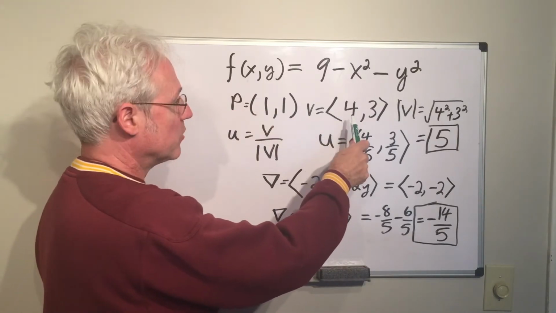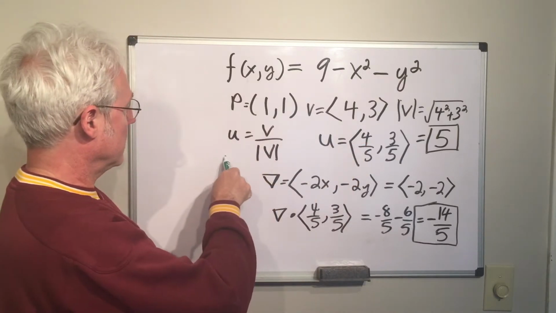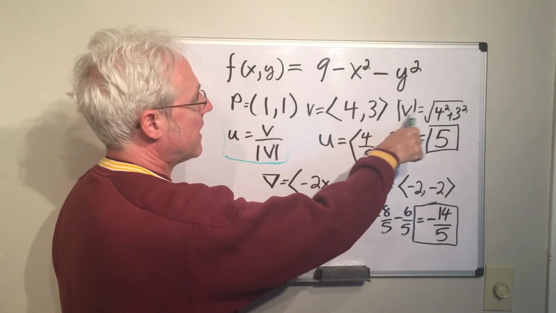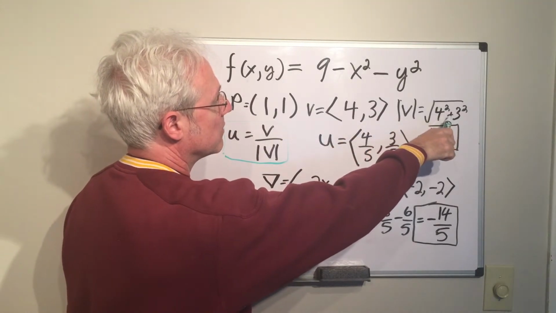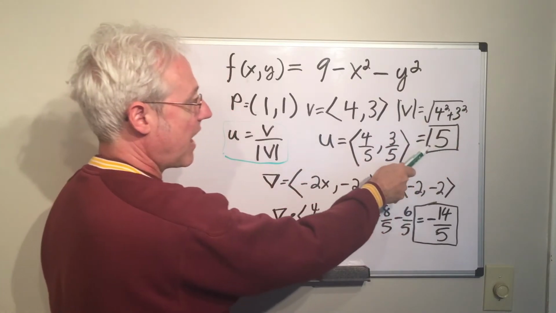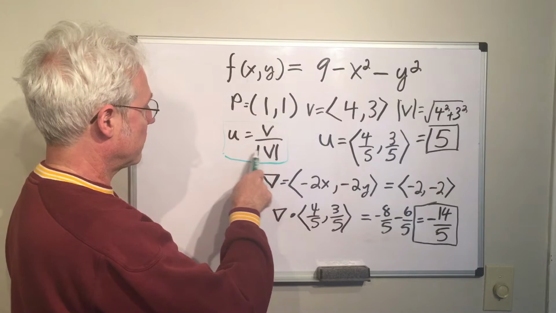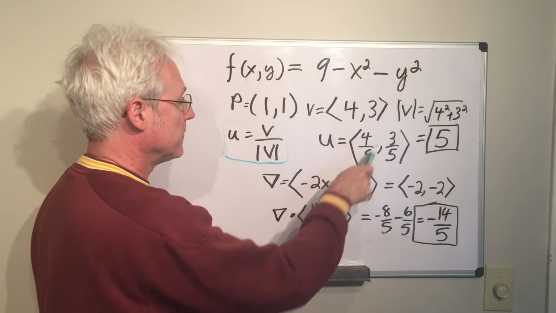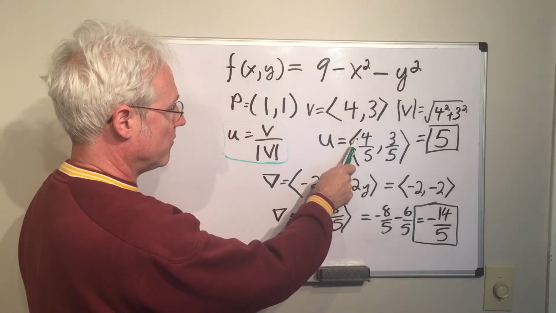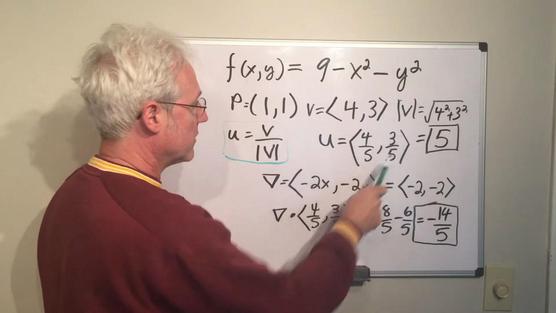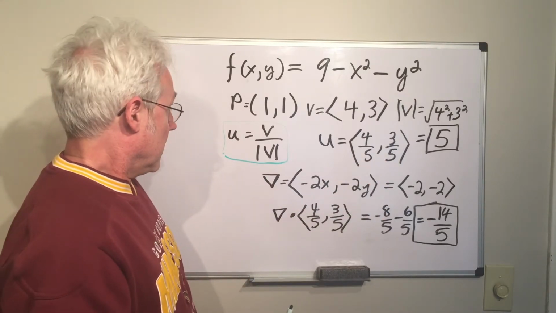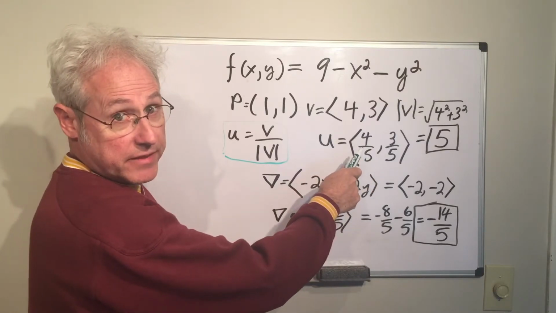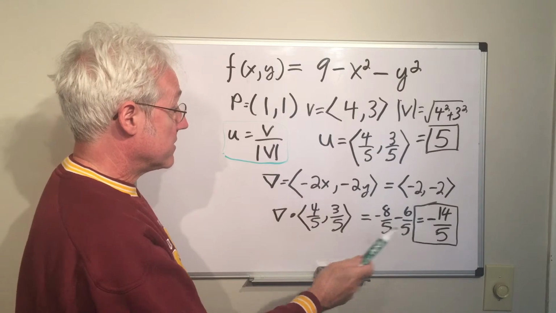We're going to go ahead and make that into a unit vector, which, if you remember, this is the formula for the unit vector. We take the magnitude of the vector, 4 squared plus 3 squared, its square root is 5. And by this formula, we divide each component of our vector. And that is our unit vector, 4/5 i and 3/5 j. We took the gradient and dotted it with the unit vector, and that's basically what the directional derivative is.